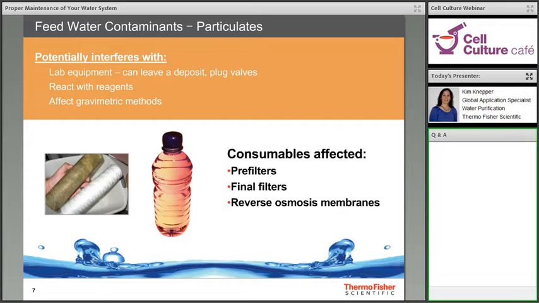Now, particulates can be measured by turbidity or by silt density index, and they can be removed by consumables such as filters, even the process of distillation and reverse osmosis. For most water systems, the feed water turbidity should be below 1 NTU, or additional pre-filters may actually be necessary.